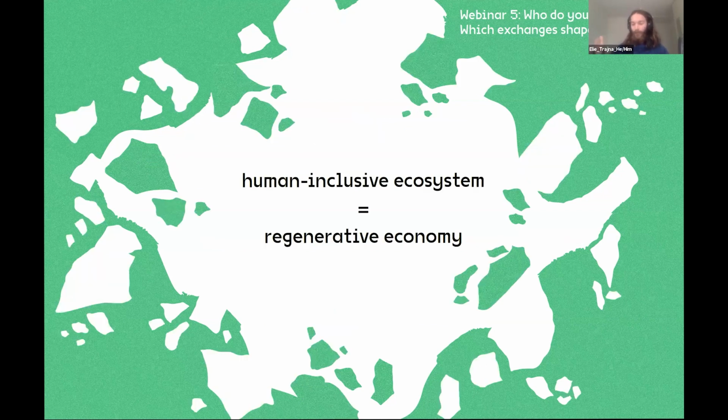Humans should be seeking to regenerate the relationships. Yeah, human inclusive ecosystem. The idea is that the non-human is always a precondition to humans being there. Yes, next slide.